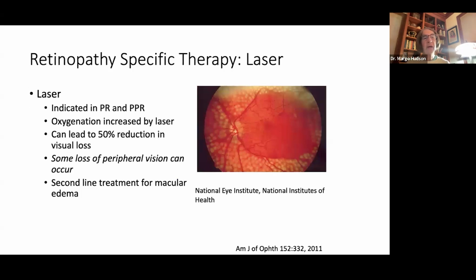It's something to be aware of. So what about treatment for retinopathy? Here is a view of laser. Laser is indicated in proliferative and preproliferative retinopathy. It increases oxygenation by these little laser beam marks. It can lead to a 50% reduction in vision loss, so very effective. But because of the way they do the lasers, you can see there can be some loss of peripheral vision. And lasers are now considered second-line treatment for macular edema.